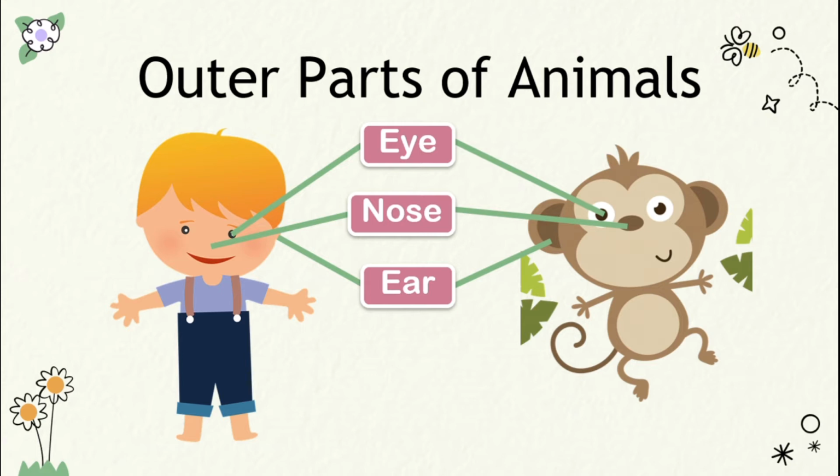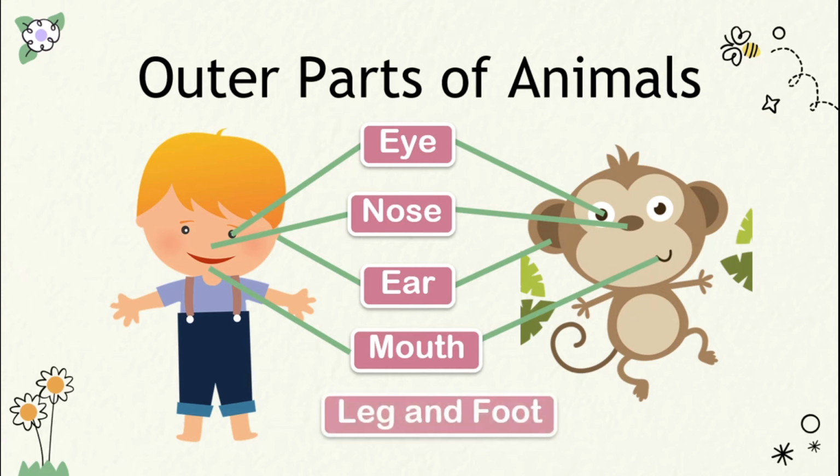And next is the very important one, that is mouth, because if we don't have this part we might die, because we cannot get any energy or nutrients to help our body to live. So this is also an important part of humans and animals. And the last one is leg and foot.